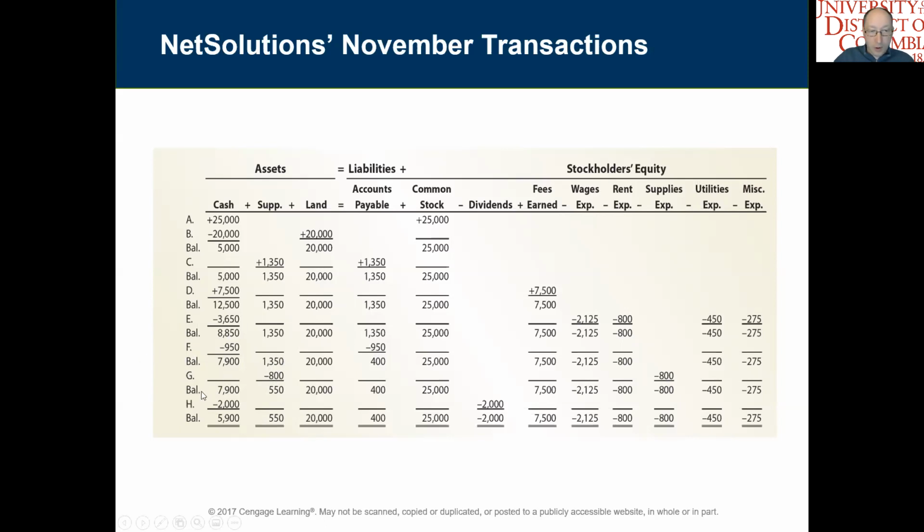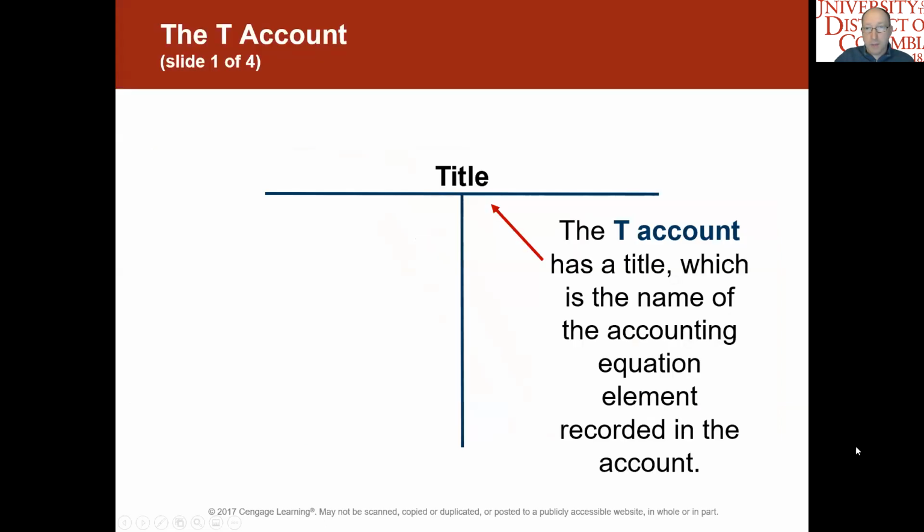And of course, if you look at the balances, again, the assets equals the liabilities plus the equity. In the last transaction, transaction H, it looks like we paid our stockholders some dividends of $2,000. So we reduced our cash by $2,000, and we reduced dividends by $2,000. That's the end of that example.